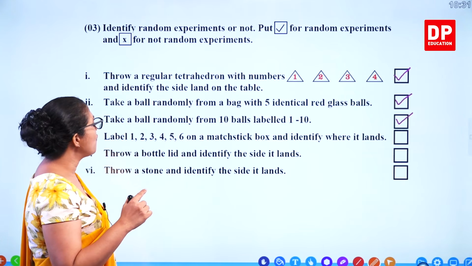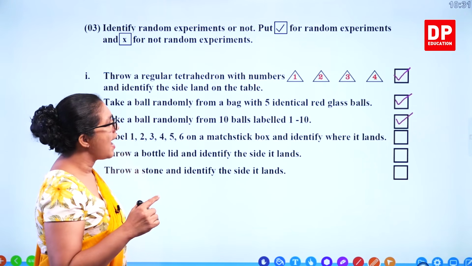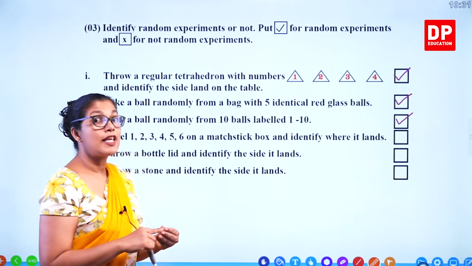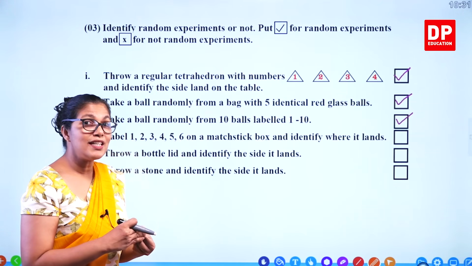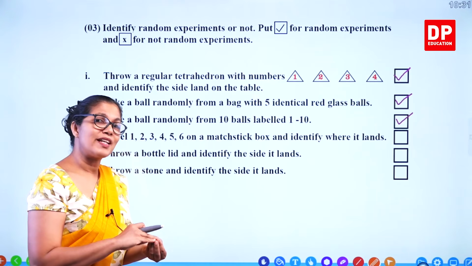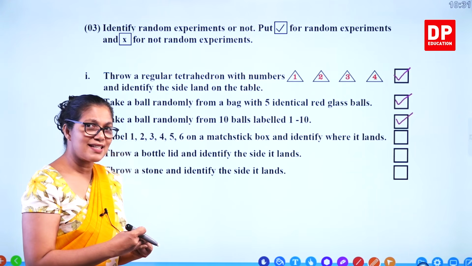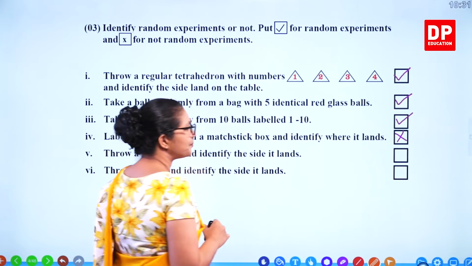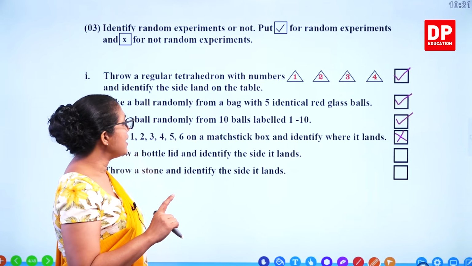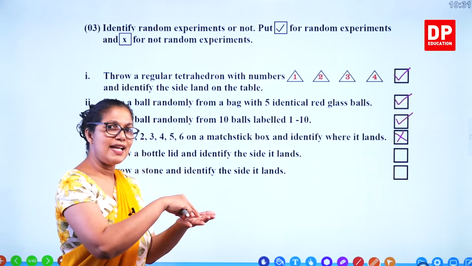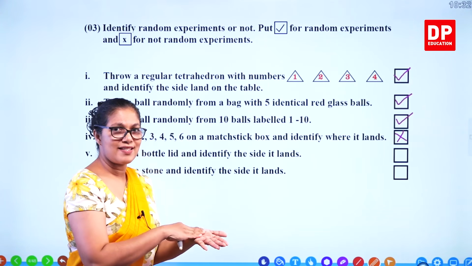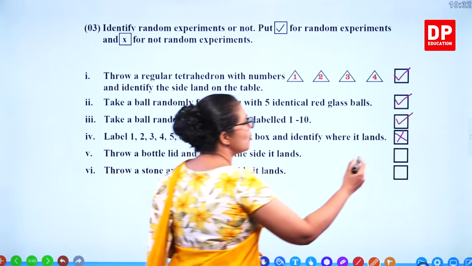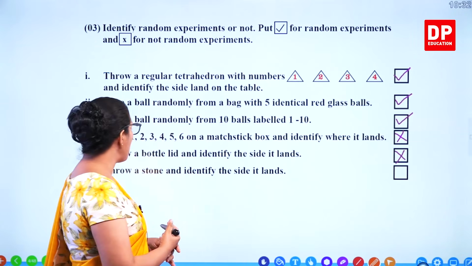Label 1, 2, 3, 4, 5, 6 on a matchstick box and identify where it lands. Now the problem with a matchstick box is that it's a cuboid. All sides are not the same. You get rectangles, different sizes of rectangles. So this is not a random experiment. Throw a bottle lid and identify the side it lands. So with a bottle lid, you get 2 different sides. So we don't know which side we will get. So that's not a random experiment.